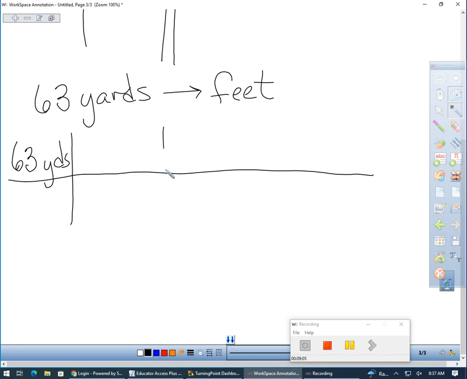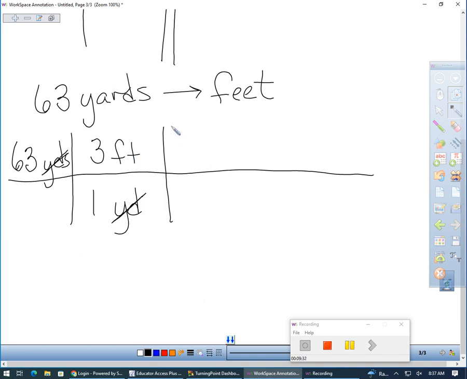Then, in the next set of boxes is our conversion factor. Who can tell me how many feet are in a yard? 3. Good. Now, here's the important part. You need your labels to cancel. So, because yards is on top, we're going to put 1 yard on the bottom and 3 feet on top. So you guys just told me it was 3 feet equals 1 yard. That's our conversion factor.